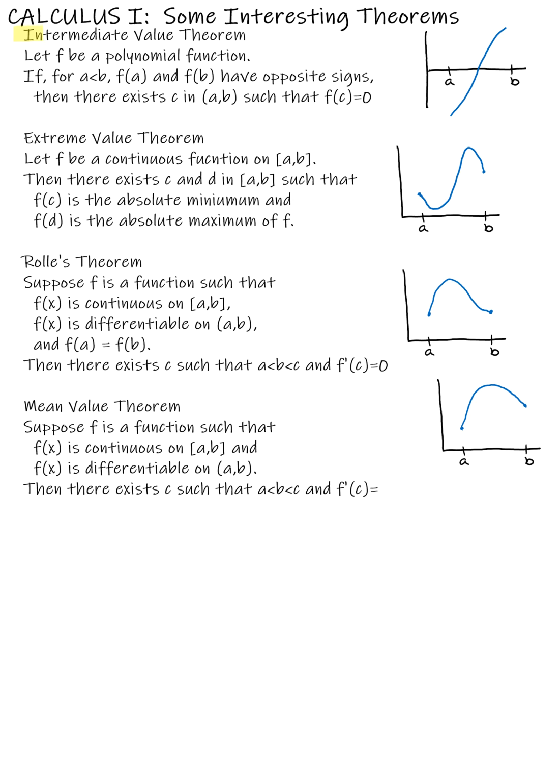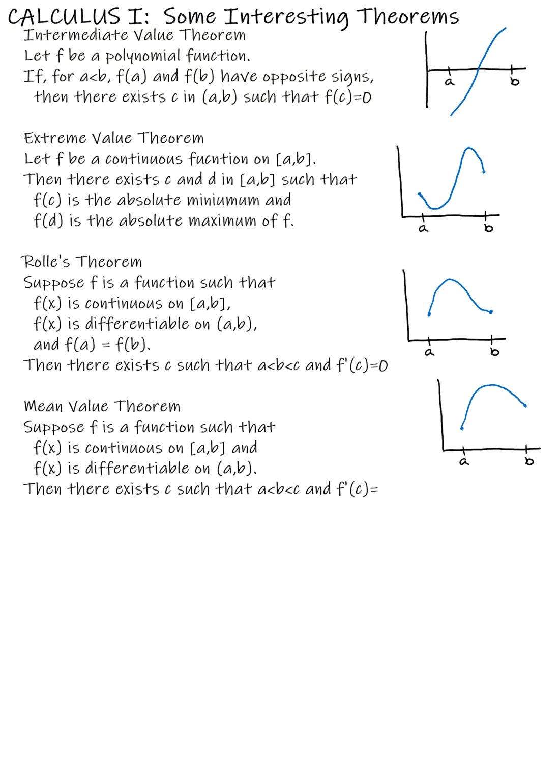Let's begin with the intermediate value theorem. Let f be a polynomial function. Now, if for a less than b, f of a and f of b have opposite signs, then we know that there exists a c on that interval from a to b such that f of c is equal to 0. What this means, so here we have a function.